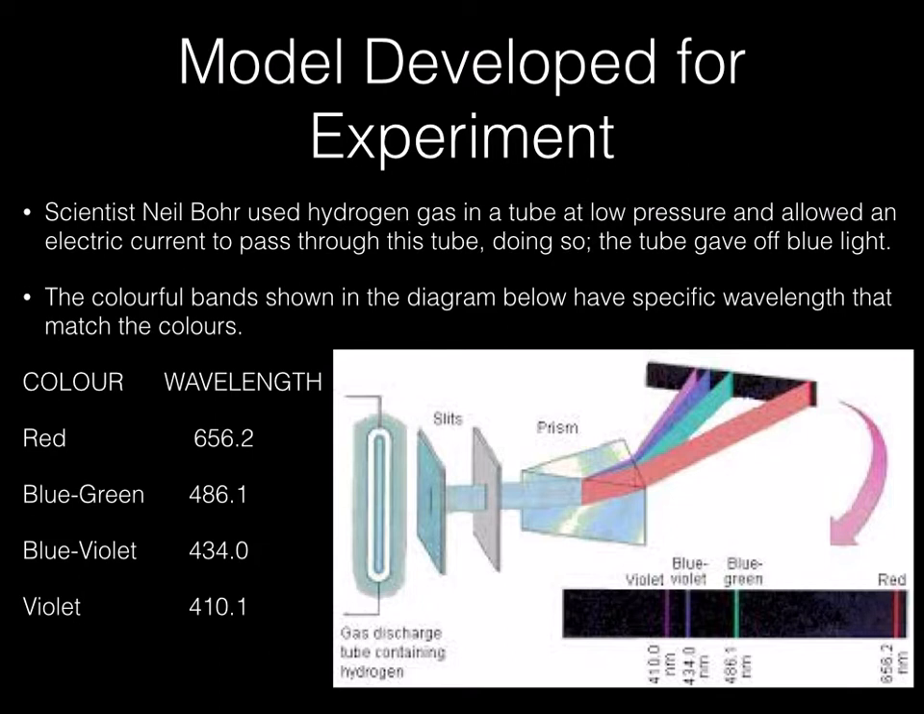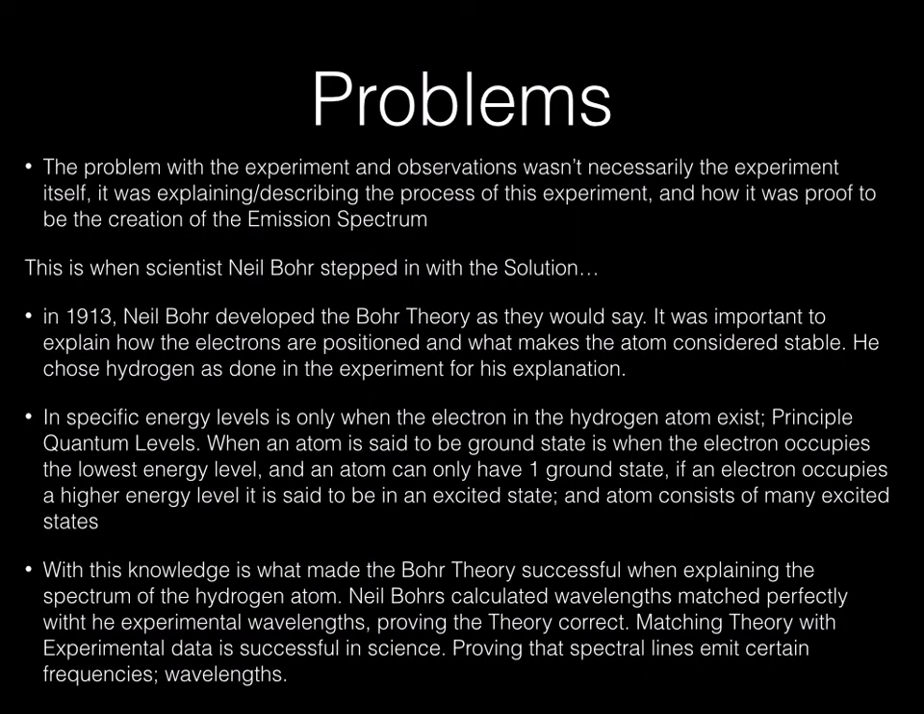Scientist Niels Bohr used hydrogen gas in a tube at low pressure and allowed an electrical current to pass through the tube. Doing so, the tube gave off blue light. The color bands shown in the diagram below have specific wavelengths that match the colors. The problem with this experiment and the observation wasn't necessarily the experiment itself, it was explaining and describing the process of this experiment and how it was proof of the creation of the emission spectrum.